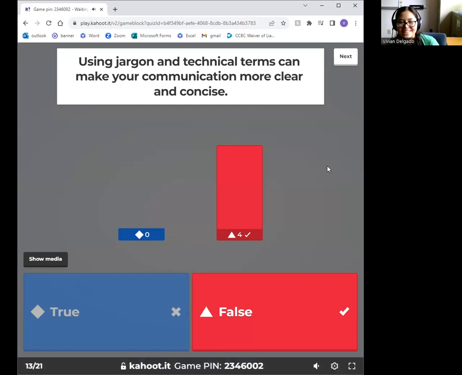False. So you all got that correct. So when you use jargon and technical terms, it can actually make what you're saying very confusing and difficult for people to understand who are not familiar with either the terminology or vocabulary that you're using, and you end up creating barriers. And trust me, no one wants to pull out their phone and be like, I wonder what they meant by using that word, because that's not fun.